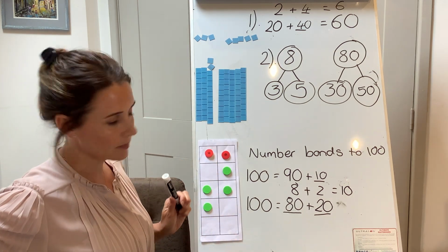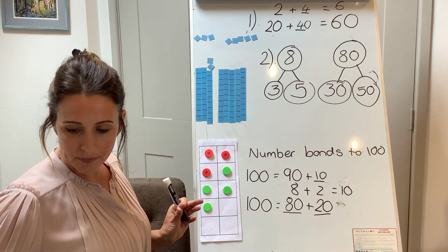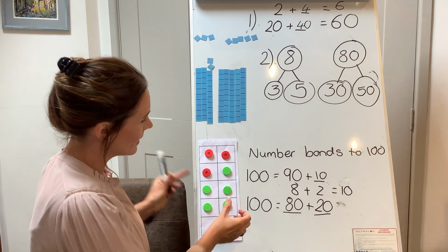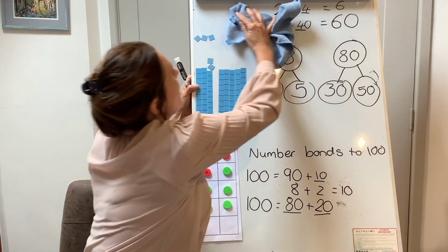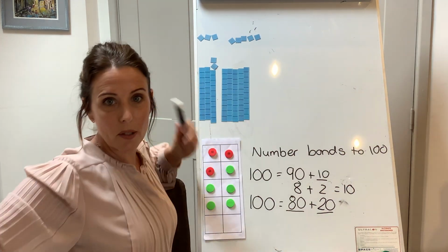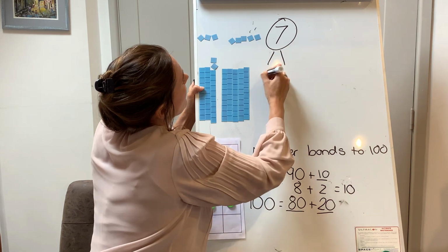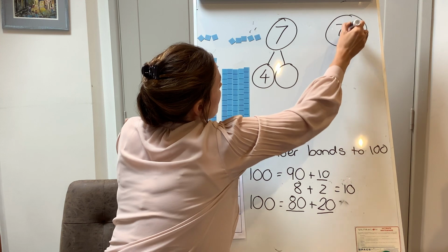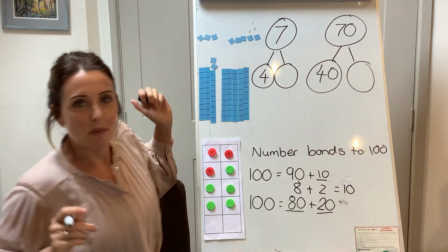If we see these as ones, 3 and 5 is equal to 8. So 30 and 50 is equal to 80. All right, have a go at this one. You can draw part whole models to help you, or just write them out as number sentences. Pause it and off you go.